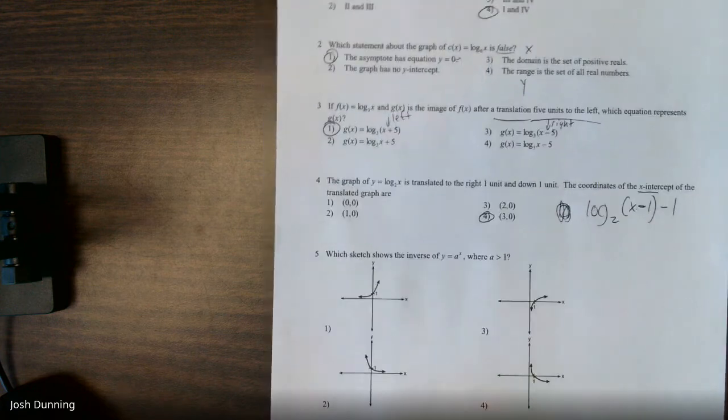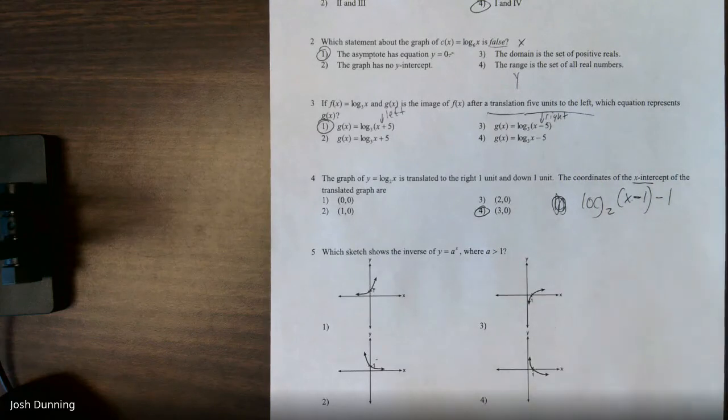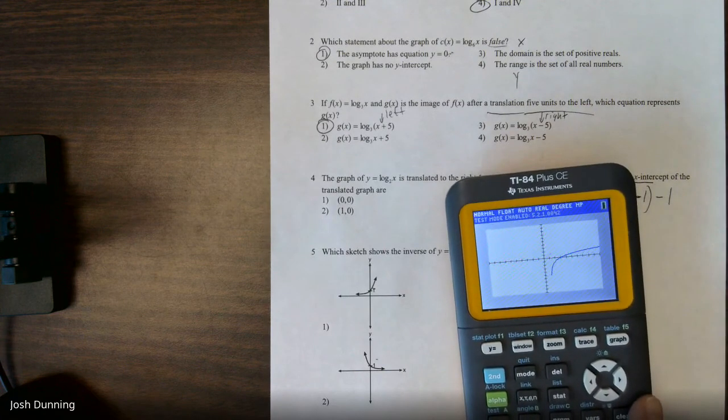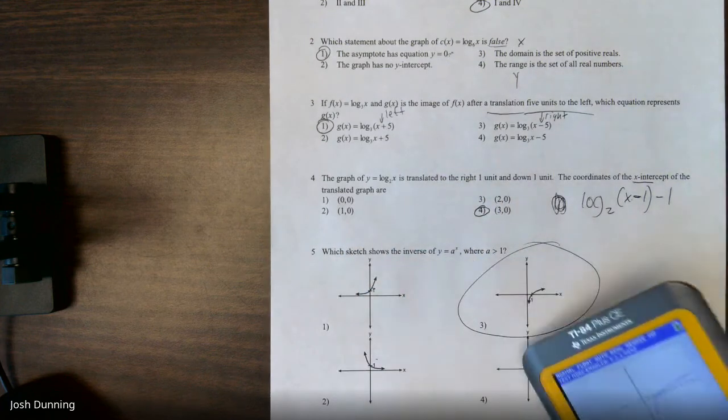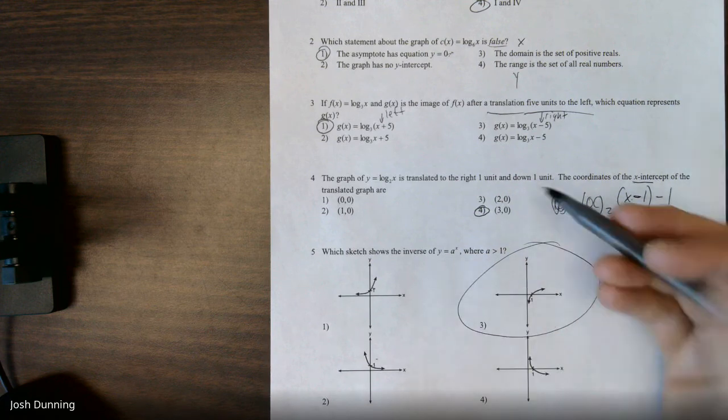Now 5, which sketch shows the inverse? Oh, there we go. So like I said, the inverse of an exponential is a logarithm. That's not the shape of a logarithm. That's not either. That's not what it looks like. This one is. The only one that looks like that. You don't even need to know what the base is. It can't be any of those other ones. Well, I suppose it could be this one if it was flipped over, but it doesn't say that. That's why this is here. We don't have to worry about that.